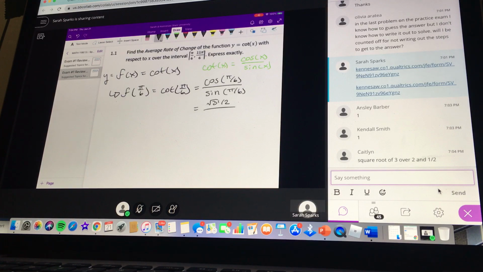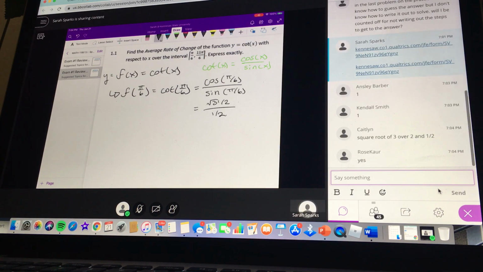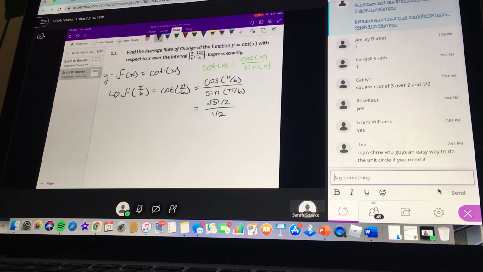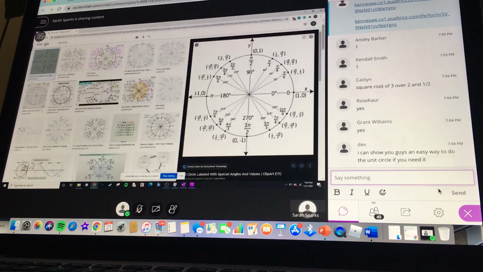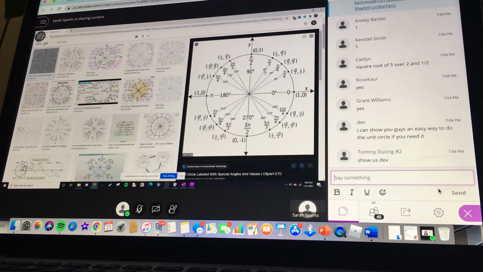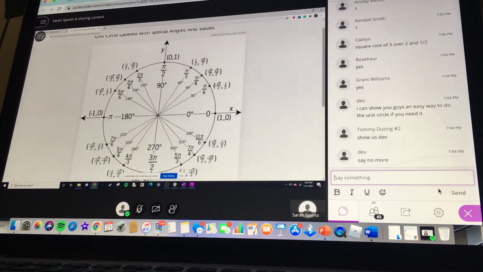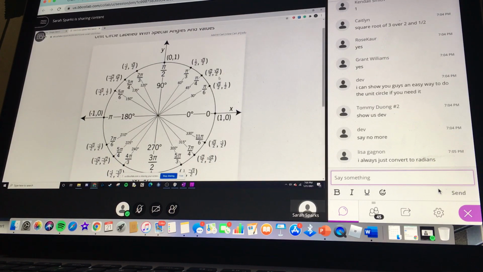I really suggest that you review your unit circle. Does someone want me to pull up the unit circle real quick to show you why that's the case? Yes? Okay. Give me 1 second to pull that up. So you see this where my cursor is, that's pi over 6, and it goes cosine, sine. You always convert to radians.